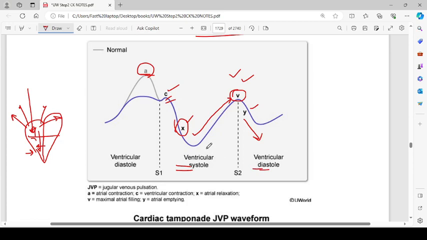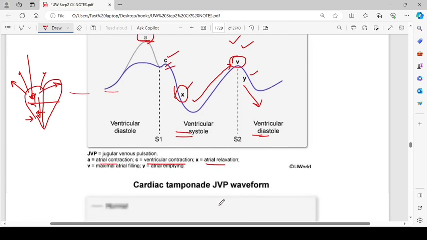And then again the atrial wall starts contracting, and the atrial contraction gives us the A wave, which will push the remaining 20% of the blood into the ventricle. They have given us that as well. So A means atrial contraction, the C wave corresponds with the ventricular contraction, X means atrial relaxation, V is maximal atrial filling, and Y means atrial emptying.